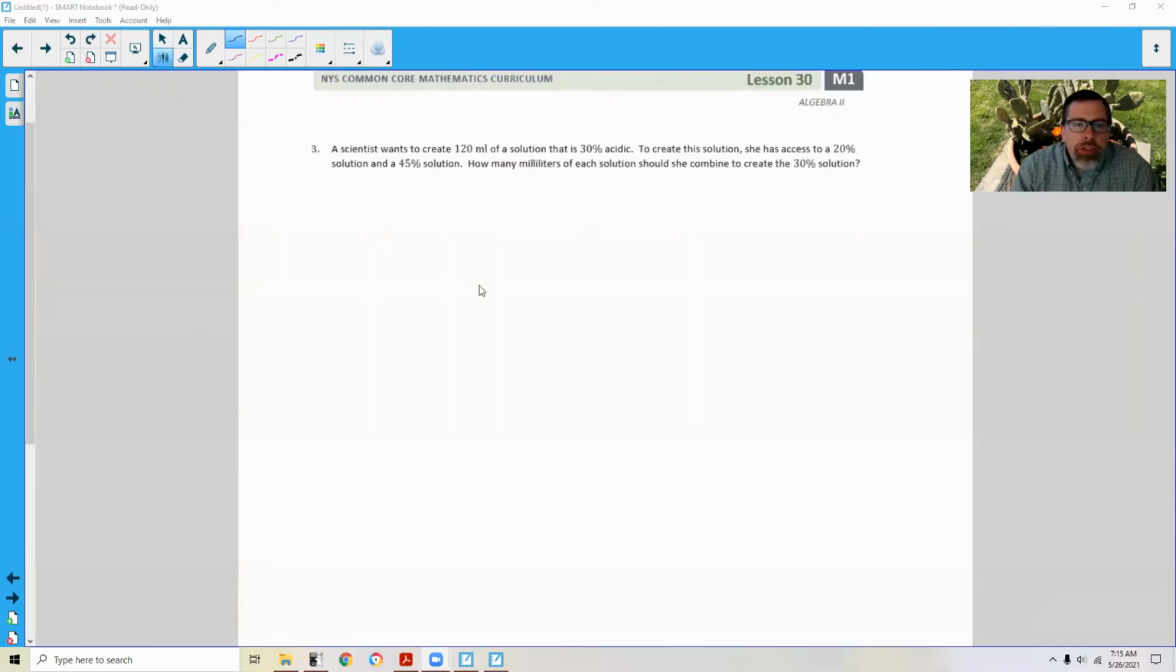All right, page 2 brings us to exercise 3. A scientist wants to create 120 milliliters of solution that is 30% acidic. To create the solution, she has access to a 20% solution and a 45% solution. How many milliliters of each solution should she combine to create the 30% solution? Okay, so how many milliliters of each? So there's all the information right there.